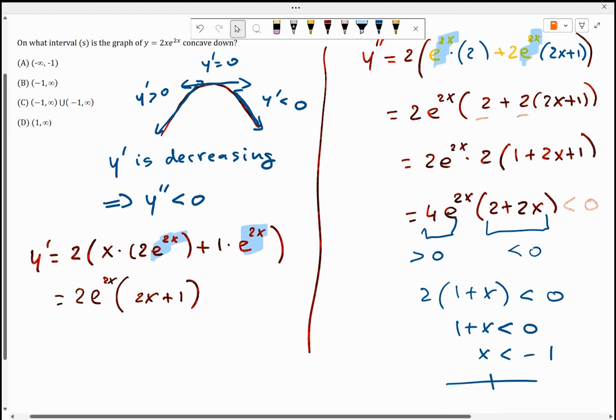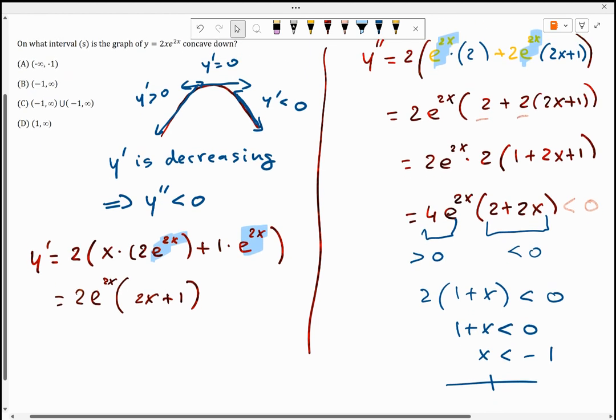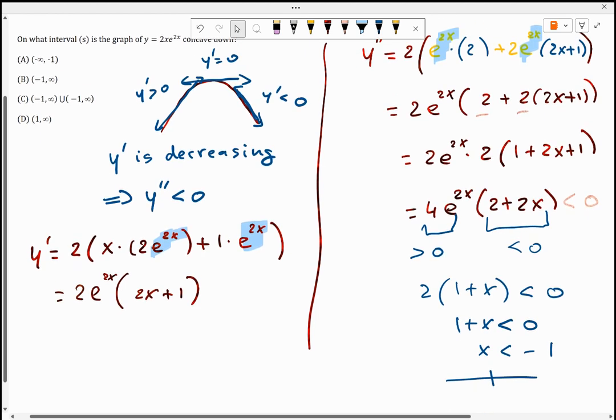That corresponds to the values to the left of negative 1, so everything from negative infinity to negative 1. So our answer is going to be A.